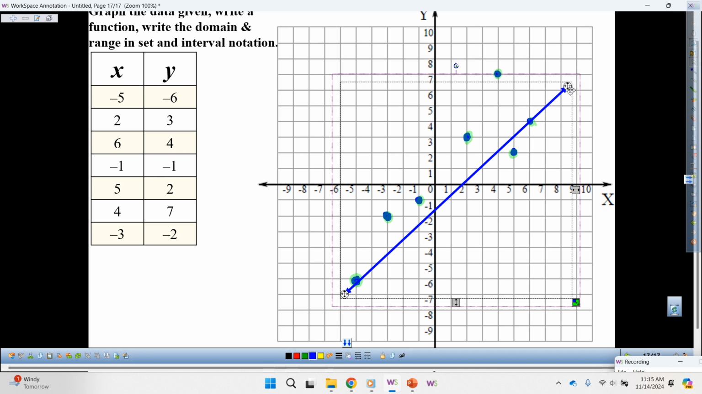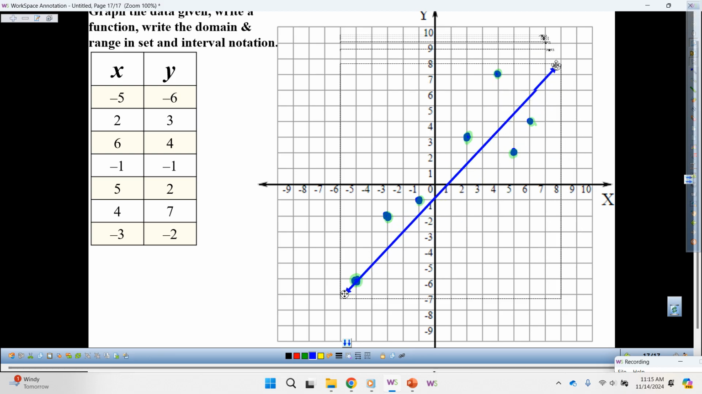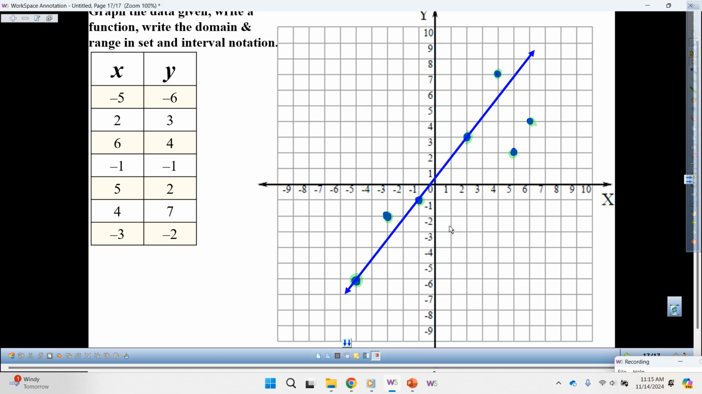Tell me where to move this to. Do I move it up or down? Tell me where to move it. Tell me where to stop. All right, let's check. How many points is it going through? How many above? And below? Yeah, so draw your line going through those points, please. And this is what we call best fit line.